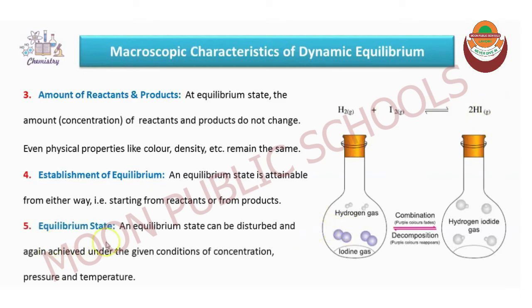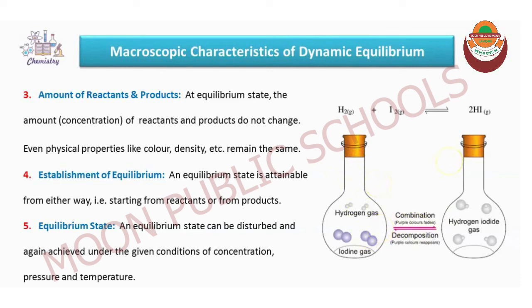The fifth point is that an equilibrium state can be disturbed and again achieved under the given conditions of concentration, pressure and temperature. It means if we draw out some concentration from reactant or product, we disturb the equilibrium state. In this reaction, hydrogen and iodine form hydrogen iodide. If we draw out some iodine or some hydrogen, we disturb that equilibrium, but we can achieve the equilibrium again by inserting the drawn out concentration of reactants and products back into the reaction.